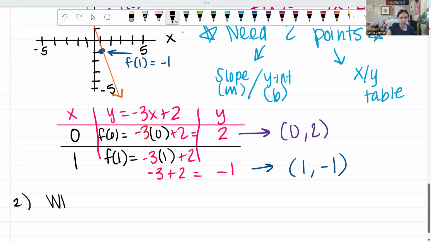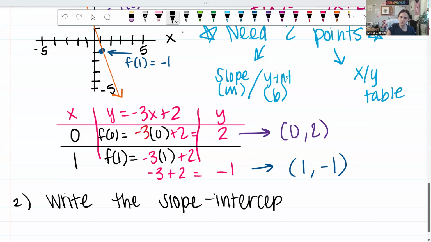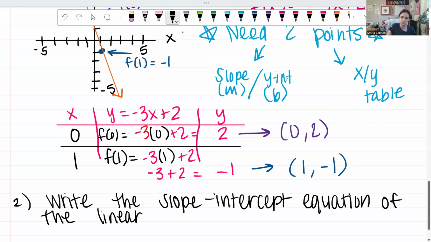We are going to write the slope-intercept equation of the linear function represented by the table.